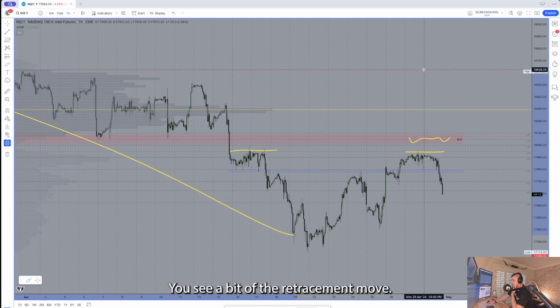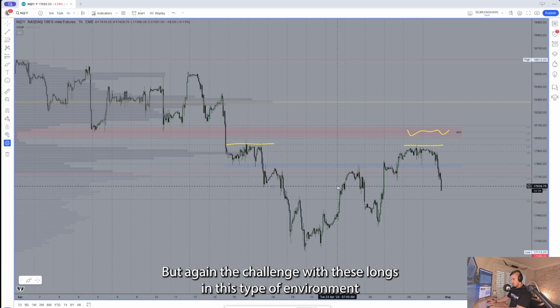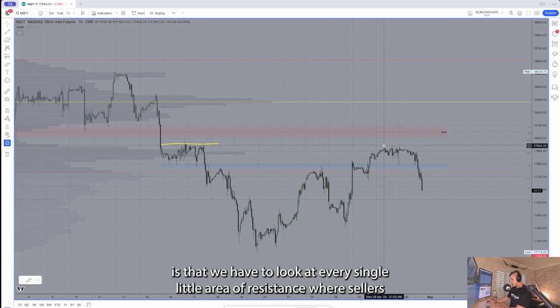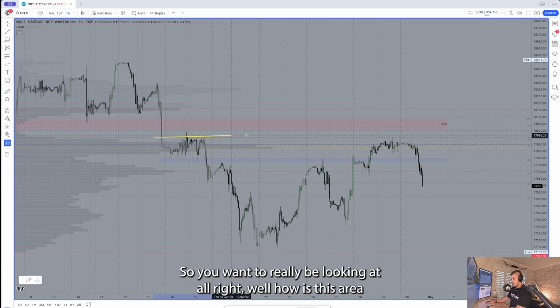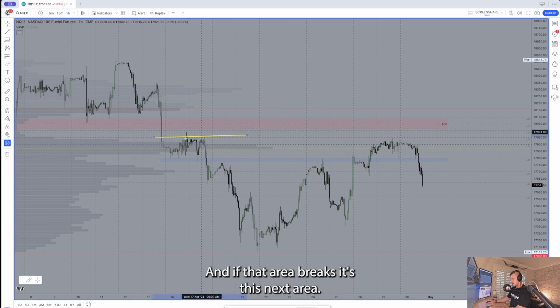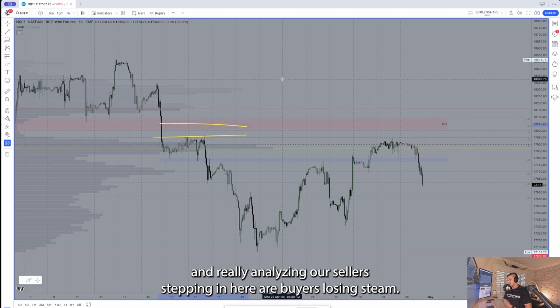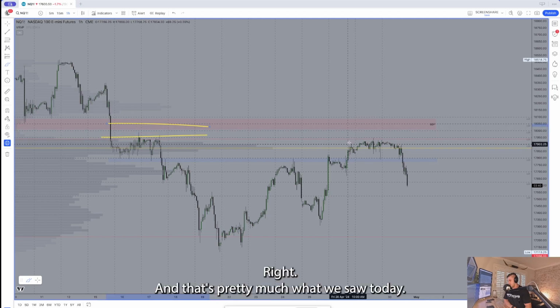So price trades up, you see a bit of the retracement move, but again, the challenge with these longs in this type of environment is that we have to look at every single little area of resistance where sellers might be popping up. So you want to really be looking at, all right, well, how is this area being treated? And if that area breaks, it's this next area. So every 50 points on NQ you have to be thinking about and really analyzing, are sellers stepping in here? Are buyers losing steam?